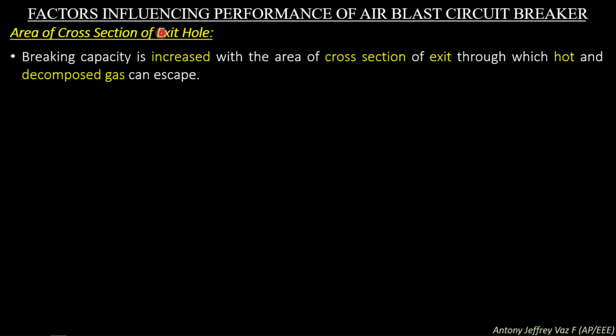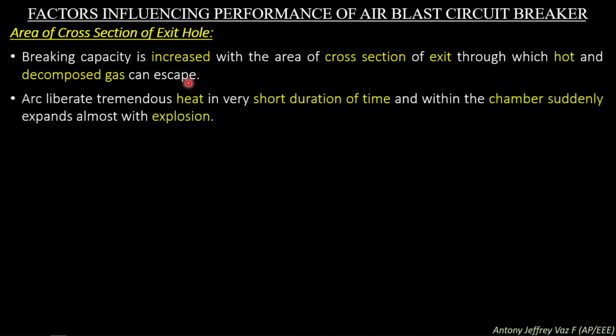Area of cross section of exit hole. Breaking capacity is increased with the area of cross section of exit through which hot and decomposed gases can escape. So during arcing period, a sudden increase of temperature will exist. So this sudden increase of temperature will heat the gases. So the decomposed gas or the hot air should exit the circuit breaker. For this reason, there will be an exit hole present in the circuit breaker.